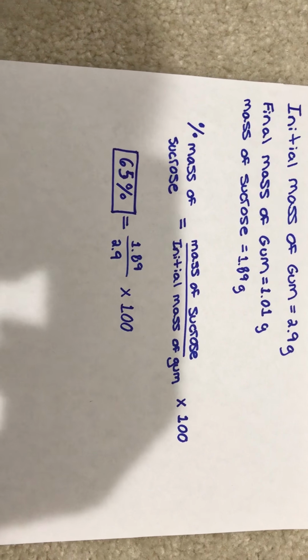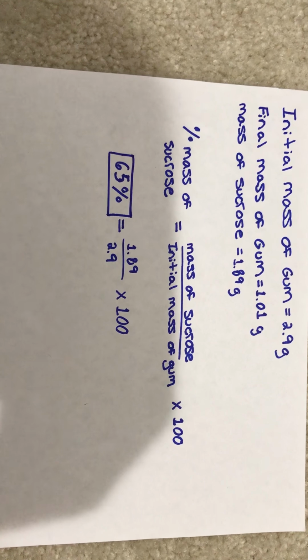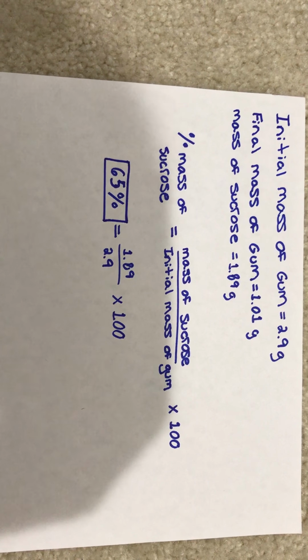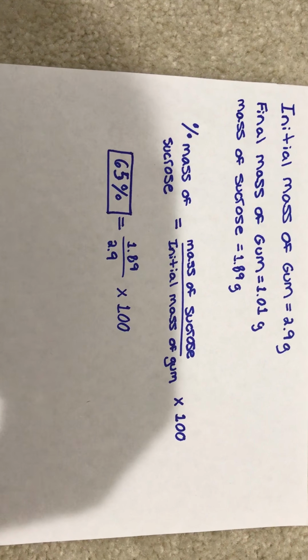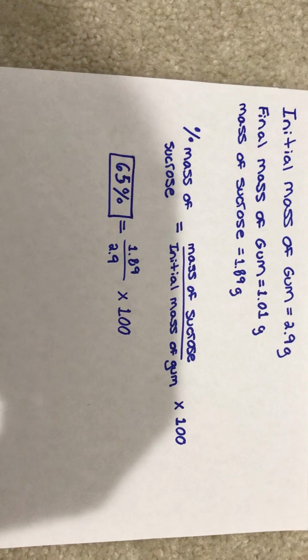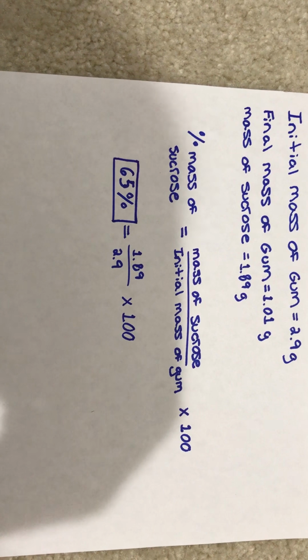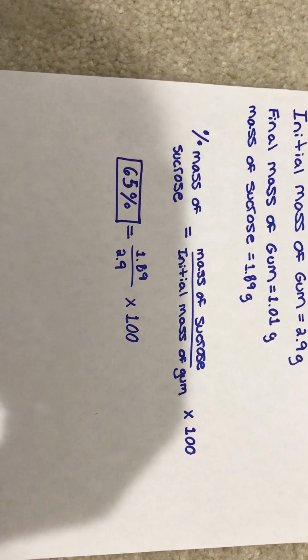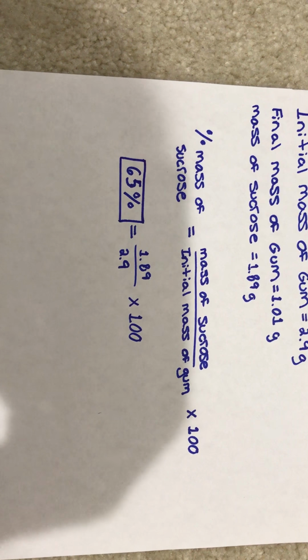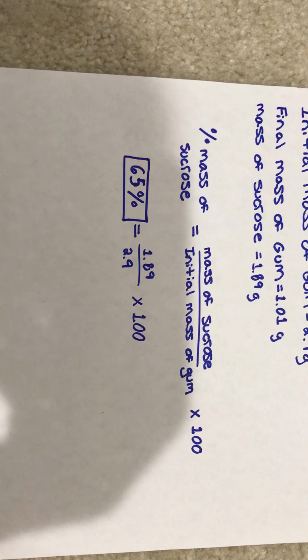So now that we know that information, we can find the percent mass of sucrose. The equation I'll be using is percent mass of sucrose equals the total mass of sucrose divided by the initial mass of the gum times 100. So when you do 1.89 divided by 2.9 times 100, you end up with 65%.